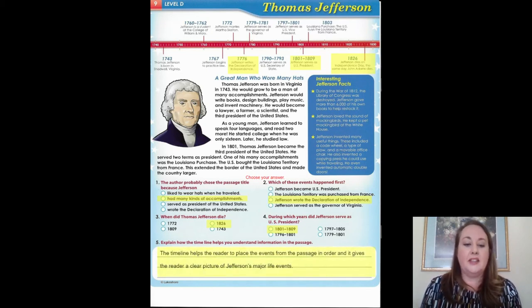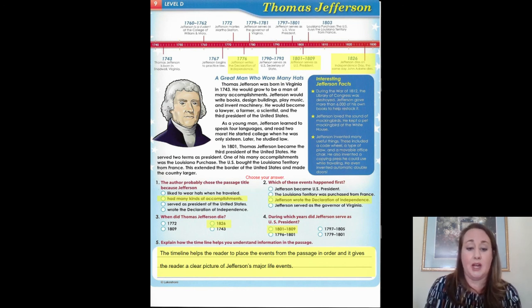All right, so I said the timeline helps the reader to place the events from the passage in order, and it gives the reader a clear picture of Jefferson's major life events. Now, when you see how I answered that question, all I did was restate what they wanted me to do. So that's something we call the RACE strategy. So it said, explain how the timeline helps you. So all I did was say that the timeline helps the reader, and then I gave examples.